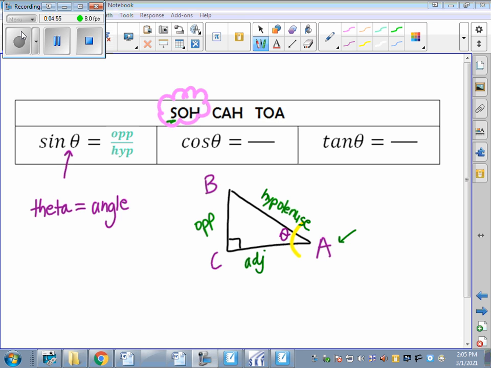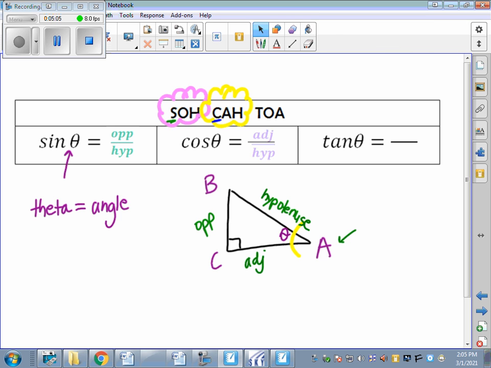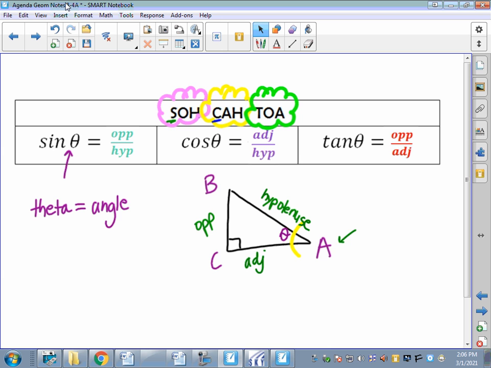So the CAH is going to give you big clues about what comes next. The C stands for cosine, and cosine is going to be equal to A adjacent over H hypotenuse. So I find angle A, I look for the length of the adjacent side, adjacent leg, over the length of the hypotenuse. And then last but not least, TOA tells us the last part that we need. T stands for tangent, and that's going to be opposite over adjacent. So I look for the length of the opposite side to angle A and the length of the adjacent leg to angle A.